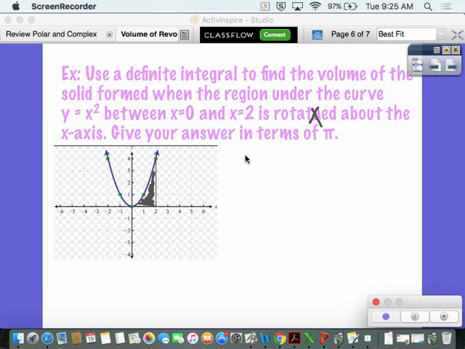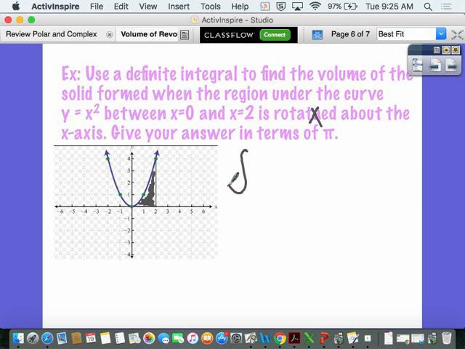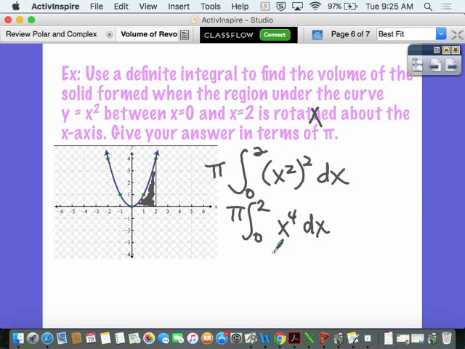All right, so the definite integral is from what to what? 0 to 2. Then what? X squared, inside, x squared being squared. What am I missing? Pi in the front. So when you square that, that turns into pi times the integral from 0 to 2 of x to the 4. That's what you're taking the antiderivative of.